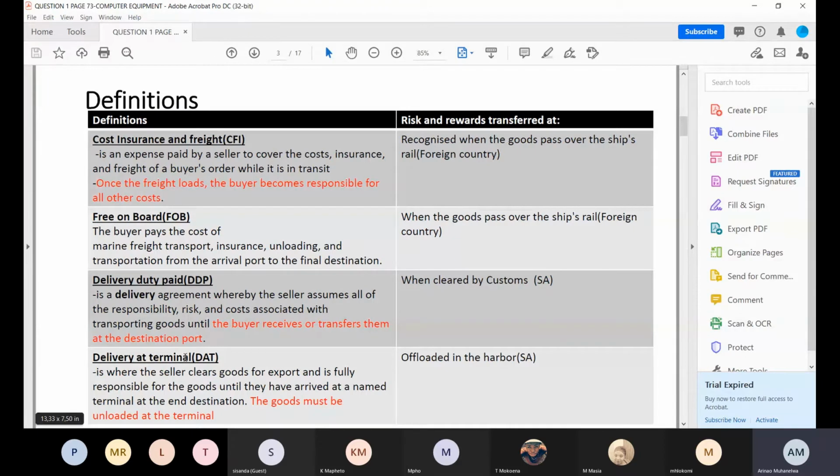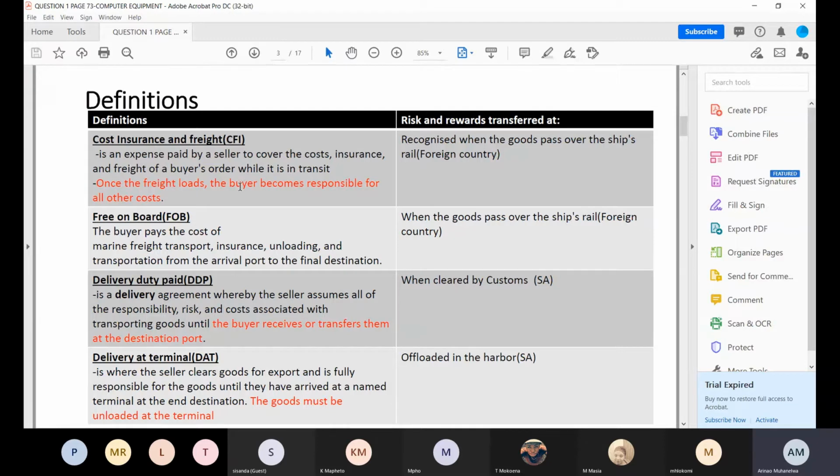So as you read the questions, when you identify these words, this information will be given to you as to what type of contract was entered. That will tell you when your transaction date is. When is your transaction date? So let's look at CIF.